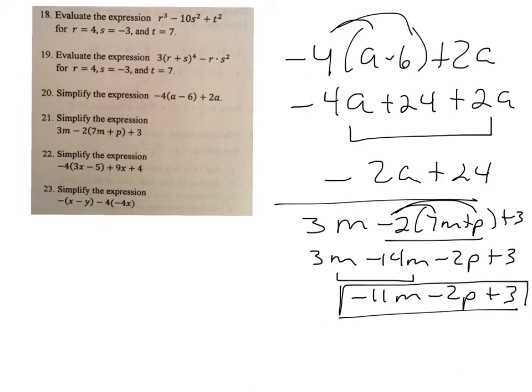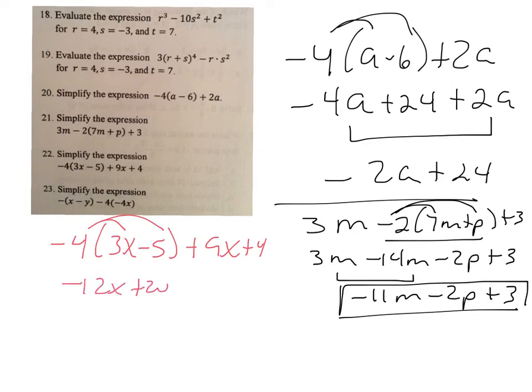On number 22 is negative 4 times 3x minus 5 plus 9x plus 4. I'm going to distribute this first. I get negative 12x plus 20 plus 9x plus 4. I'm going to combine the x's, which is negative 3x. The 20 and the 4 is plus 24, and I'm going to leave it just like that.